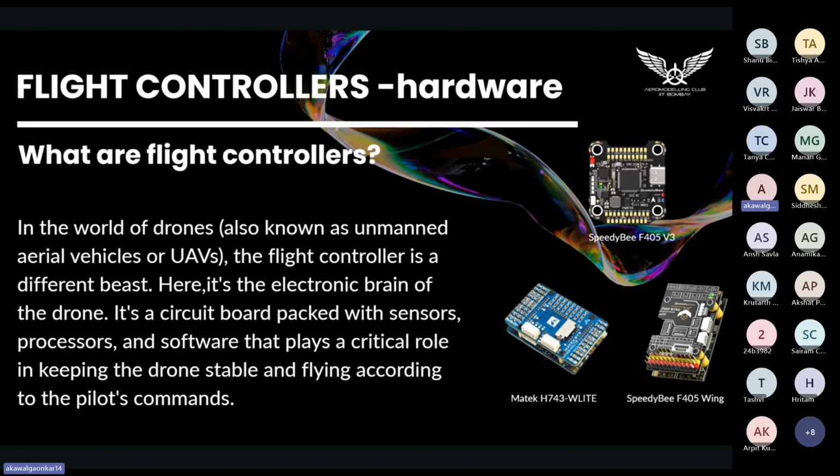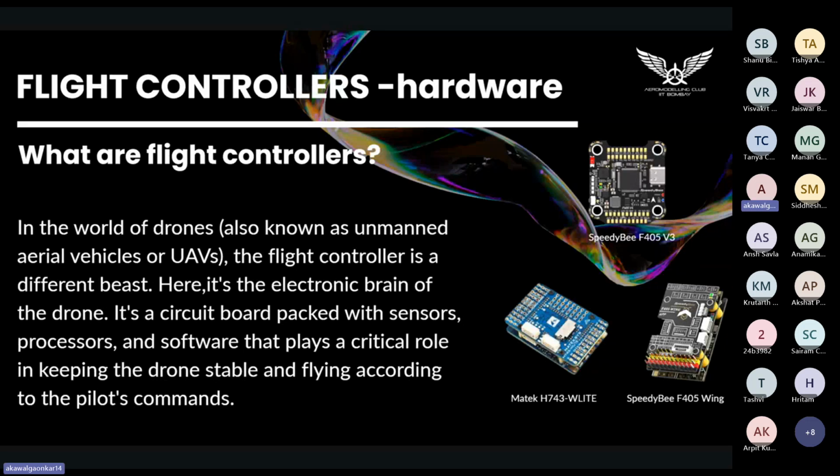वो क्यों यूज होता है? There is an onboard computer on that car. तो वैसे ही फ्लाइट के लिए there is a flight controller. So it's a circuit board packed with sensors, processors, and software that plays a critical role in keeping the drone stable and flying according to the pilot's command.